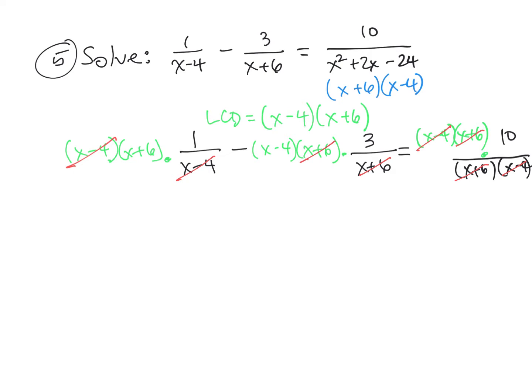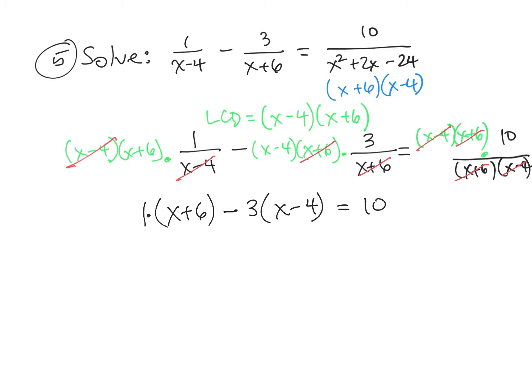So what is left over? 1 times x plus 6 is x plus 6. I'm going to go ahead and write that. It's really not necessary in most cases, but I'm just going to make it a good habit. Minus 3 is left over times the x minus 4 equals, and the only thing left over now is the numerator 10, so I'm going to write that down.